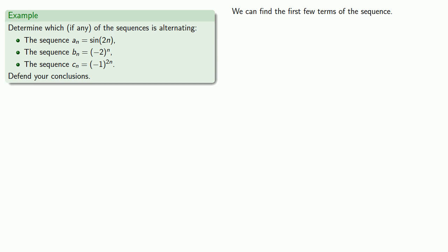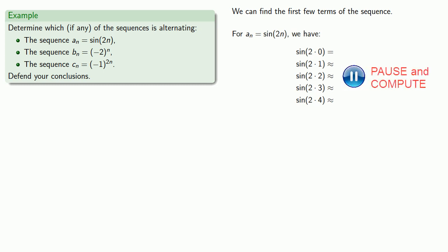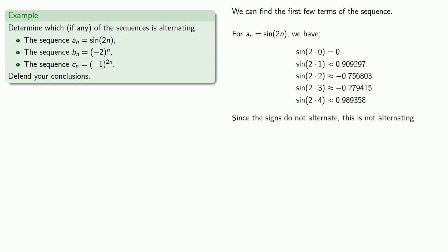We can go ahead and try to find the first few terms of each sequence. For a_n equals sine of 2n, we have, for n equals 0, 1, 2, 3, and 4, and we see that the signs are sometimes positive, sometimes negative, but they do not alternate. And since the signs do not alternate, this is not an alternating sequence.